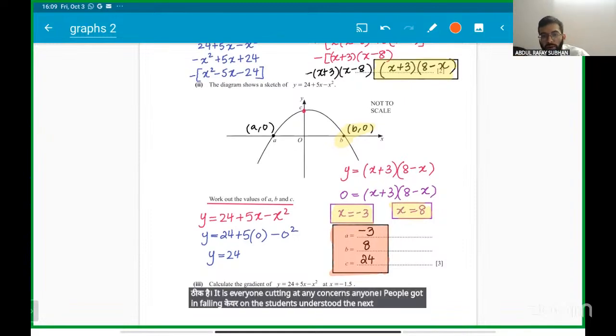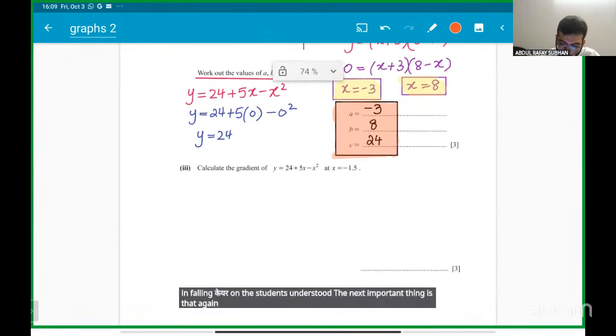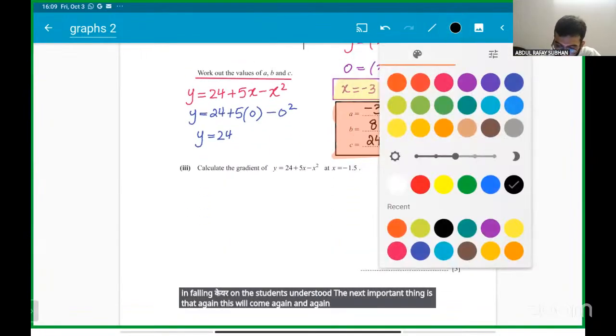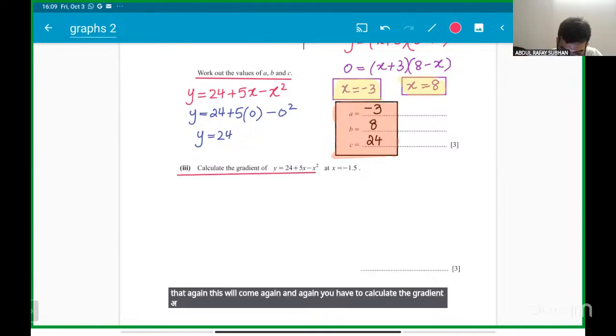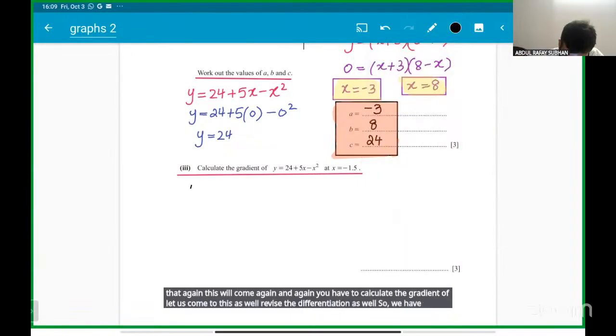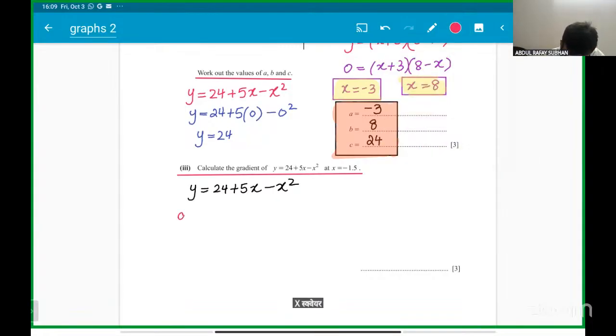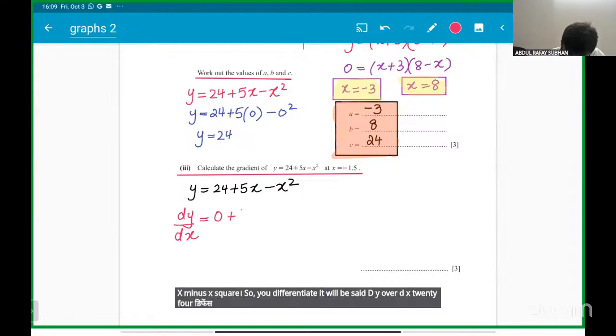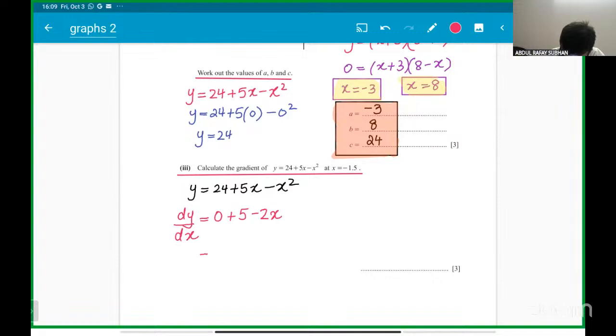The next important thing is that again, this will come again and again. You have to calculate the gradient. Let's complete this as well, revise the differentiation as well. So we have to calculate the gradient of y = 24 + 5x - x². You differentiate, it will be dy/dx: 24 differentiation is 0, 5x will be 5, minus x² will be minus 2x. So I got the differentiation 5 - 2x as dy/dx.